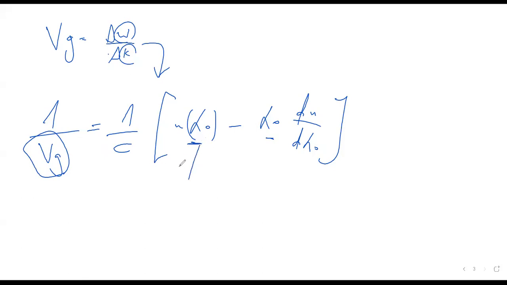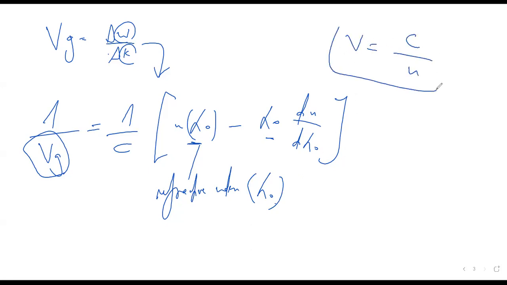Refractive index depending on the wavelength lambda 0. The refractive index is very important. It gives us the speed of light in a given medium. This is V, velocity, the speed of light. The refractive index is very important. It gives us the speed of light in a given medium.